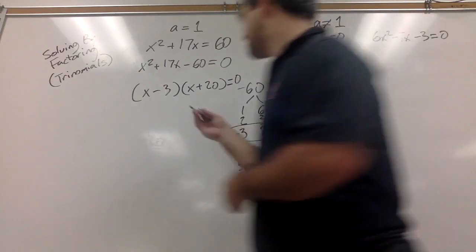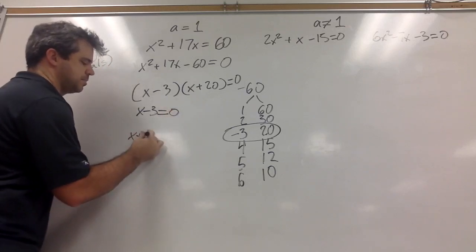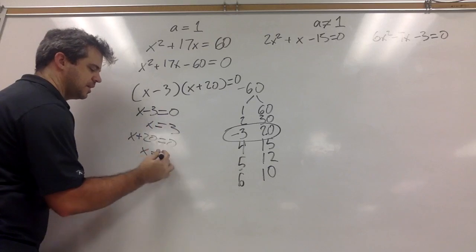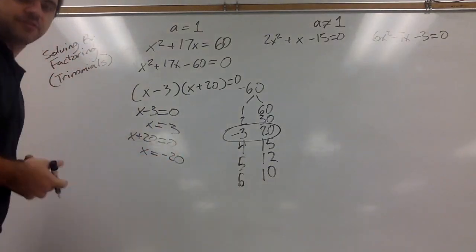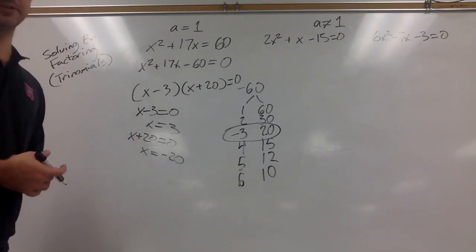And then we can set those factors equal to 0. x minus 3 equals 0. x plus 20 equals 0. x equals 3. x equals negative 20. So these are our two possible values for x.